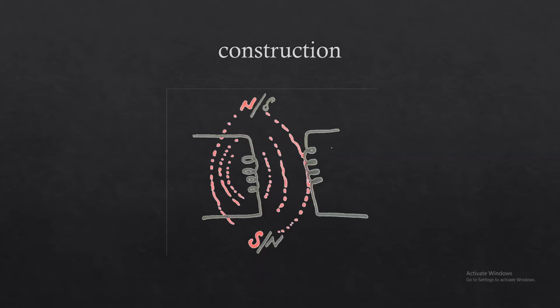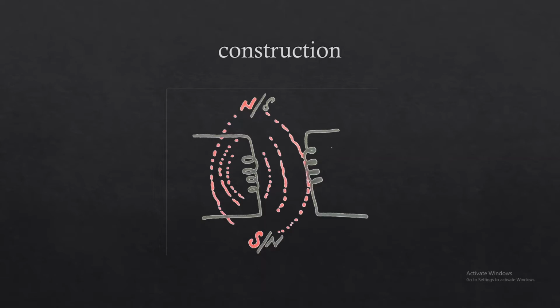Let's move towards the construction part of the transformer. Here we have two coils, a primary coil and a secondary coil. When current passes through the primary coil of the transformer, a magnetic field is generated. Due to this magnetic field, as the second coil is near it, the second coil will get some energy. So there is a transfer of energy without any physical contact, which is also known as mutual induction, which we previously studied.